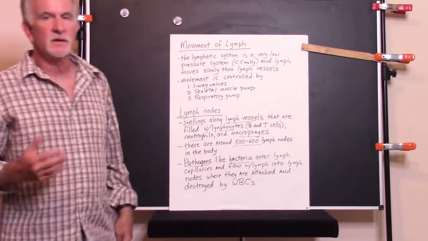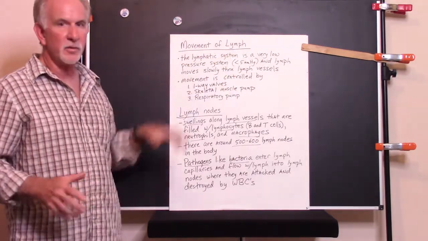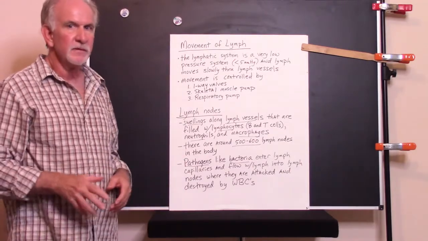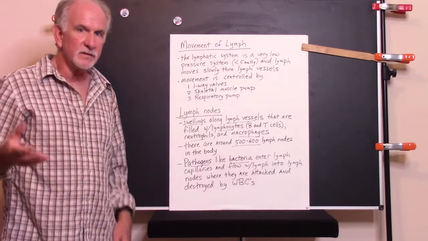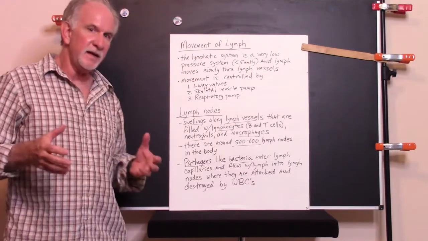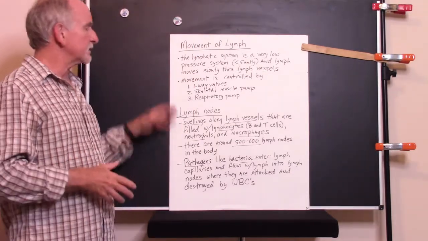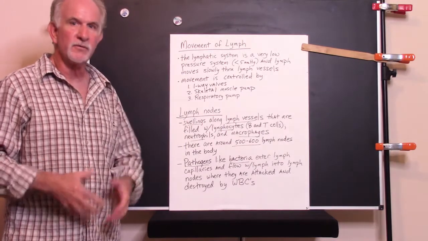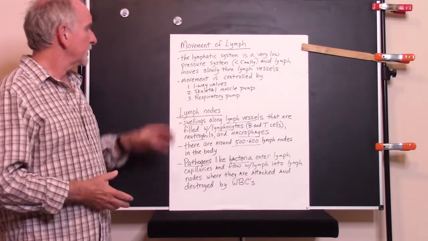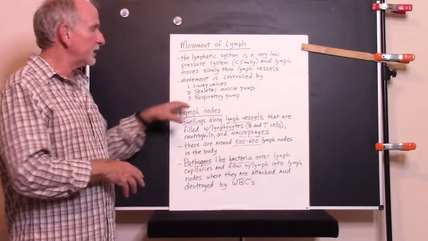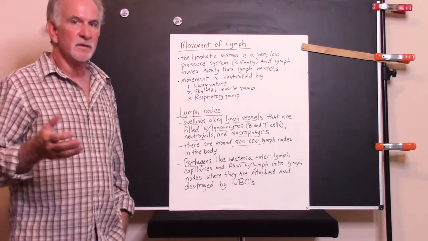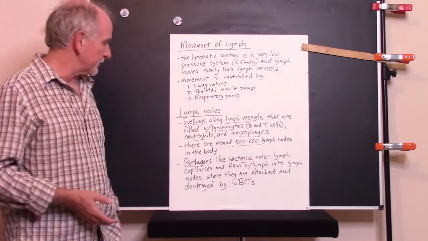The lymphatic system, like veins, is a very low pressure system with pressures less than 5 millimeters of mercury. As a result, the lymph fluid in lymph vessels moves very, very slowly, and that movement is aided or controlled by the presence of one-way valves. So lymph always moves from one valve section to another on its way back to the subclavian veins. You've also got the skeletal muscle pump and the respiratory pump that aid in the movement of lymph in the same way they aid in the movement of blood in the venous system.